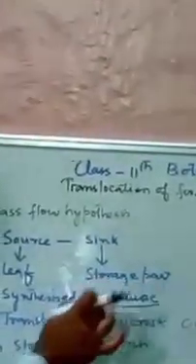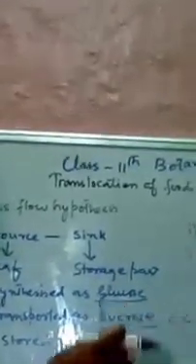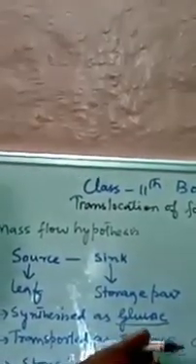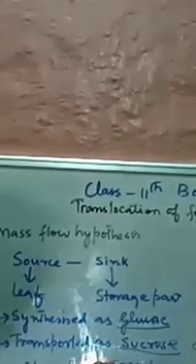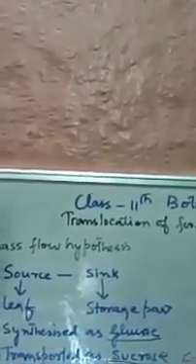So what I have told you is that this food is synthesized as glucose, which is highly reactive and unstable, and then it is transported as sucrose. Sucrose is a stable, unreactive substance, and it is stored as starch, which is a polysaccharide.